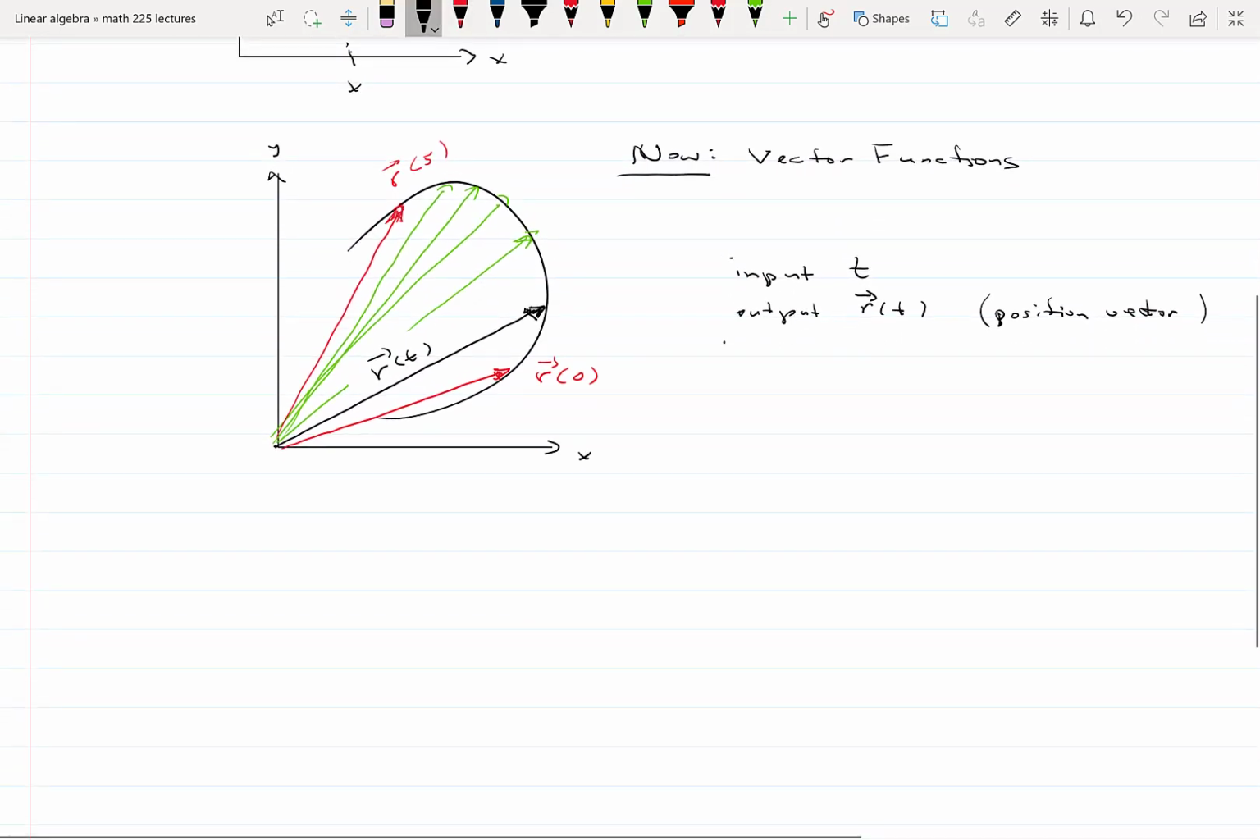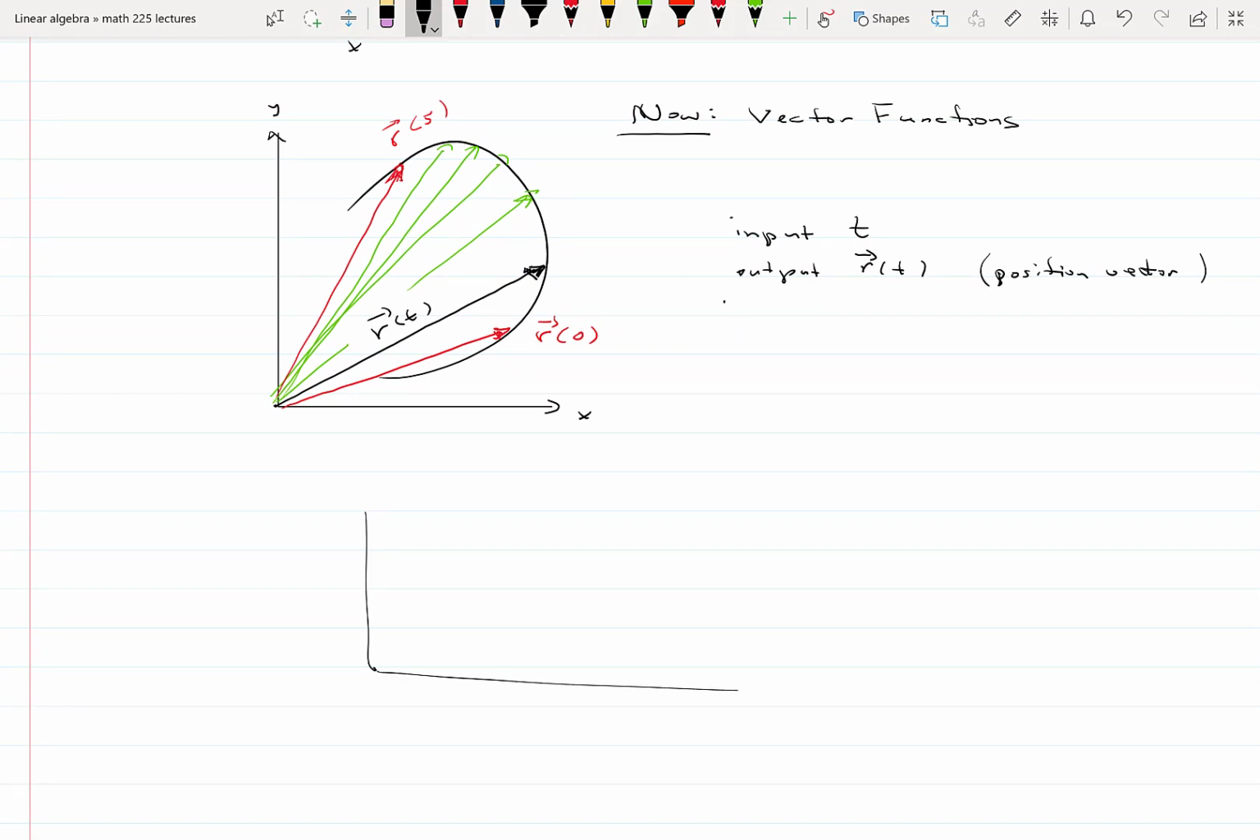Of course, this all happens in 3-space as well. So in 3-space, you have a 3-dimensional curve, and that 3-dimensional curve is traced out by taking note of a position vector from the origin. Position vectors in 3-space have an x component, a y component, and a z component. And as t goes on, and again, it's really convenient to consider t as time, we sweep out a curve in 3-space.